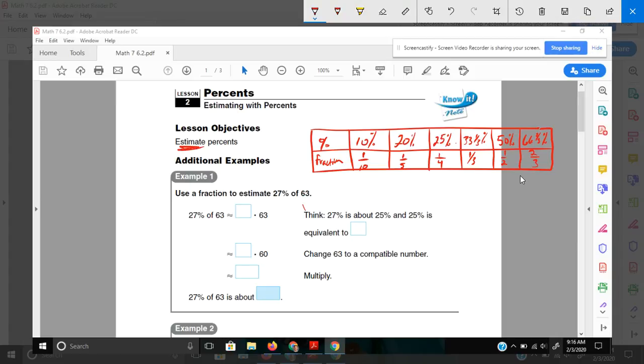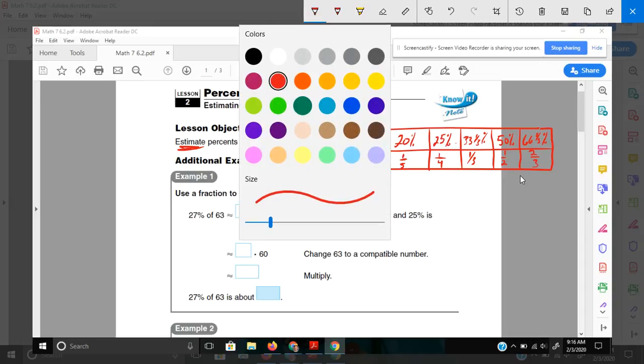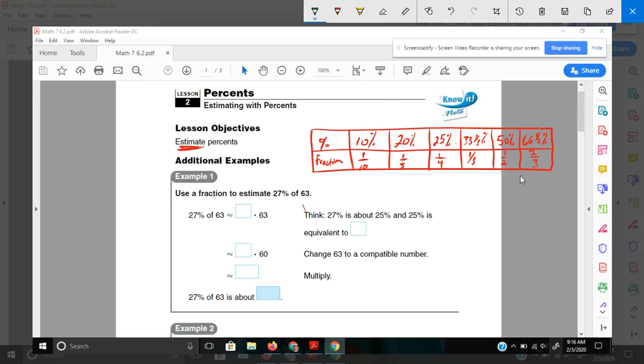So these are very, very common, and we'll use these when we are estimating. Today in a few of our examples, you'll see it, as well as in some of your homework problems and maybe even some test ones in the future. So again, I think writing this chart down will be very beneficial for you. For the first example, it says use a fraction to estimate 27% of 63.